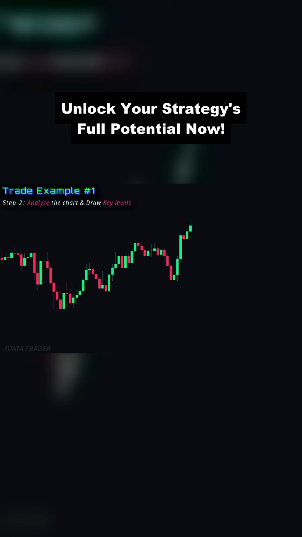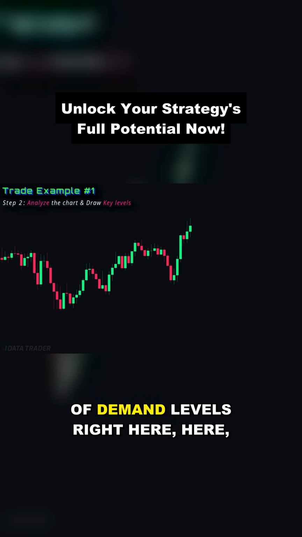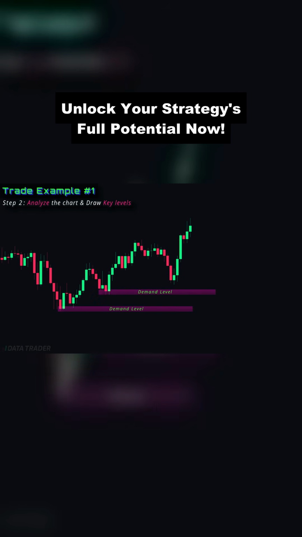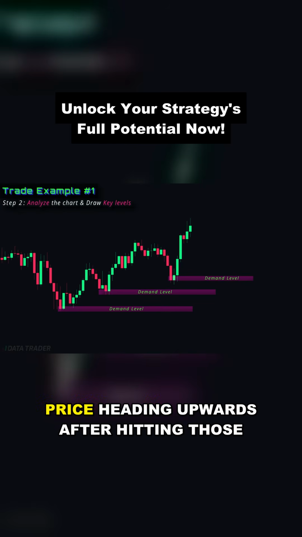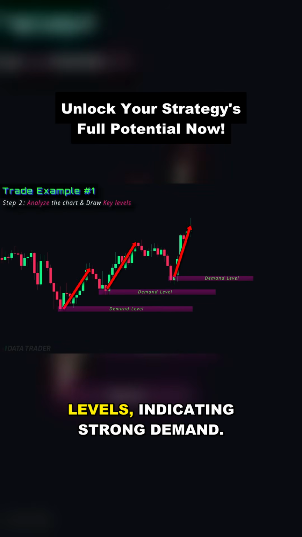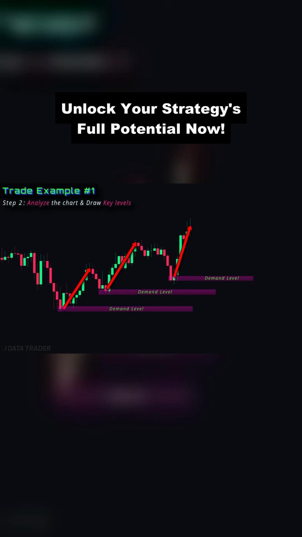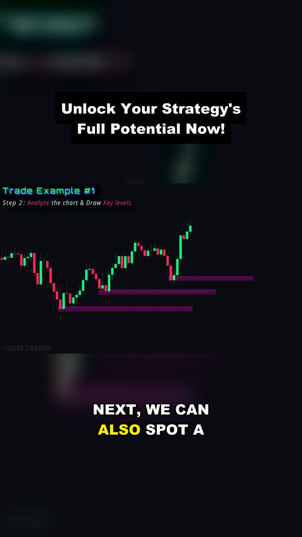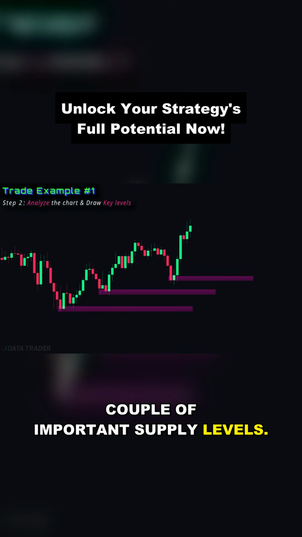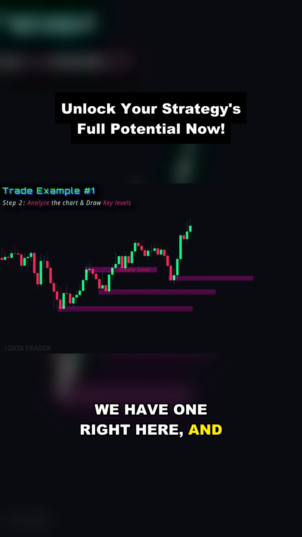can draw. First, we can see a couple of demand levels right here, here, and here, as we can see price heading upwards after hitting those levels, indicating strong demand. Next, we can also spot a couple of important supply levels. We have one right here and here.